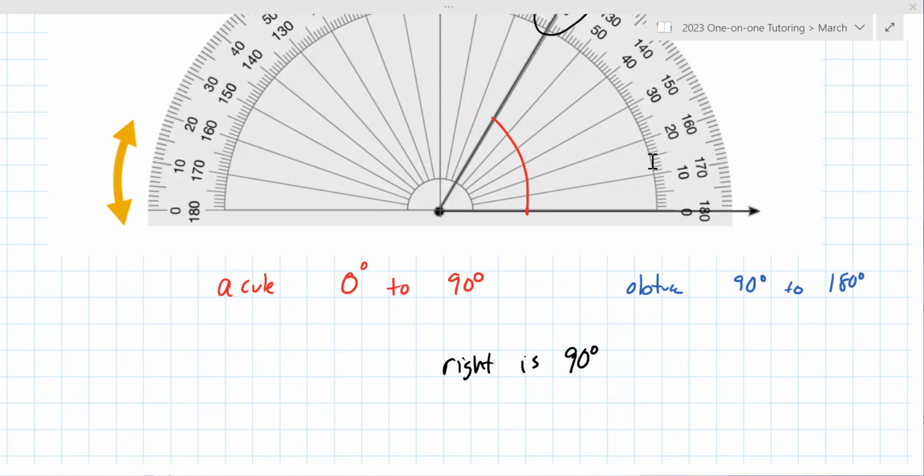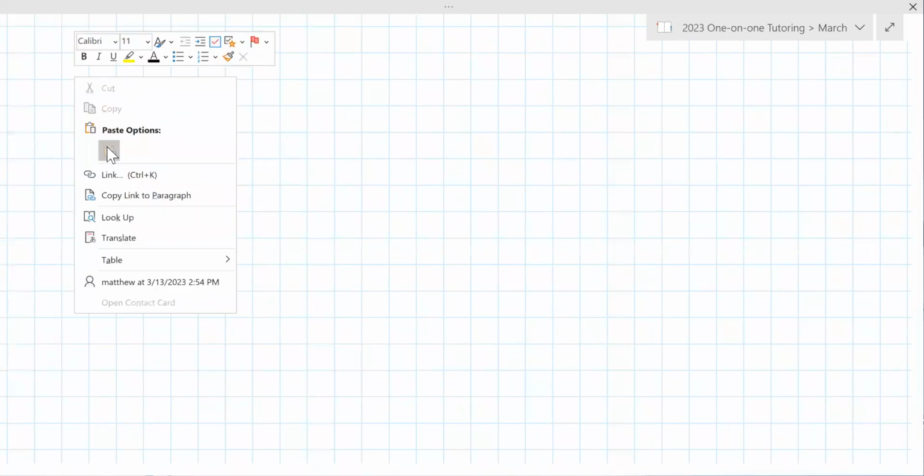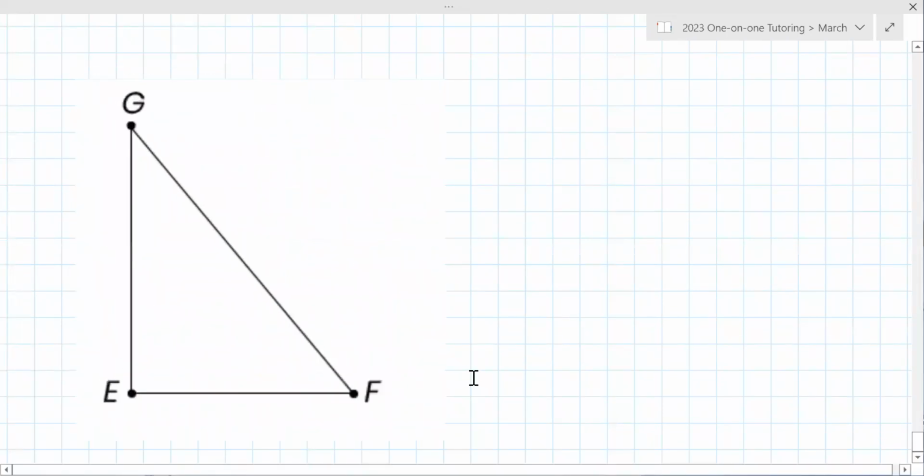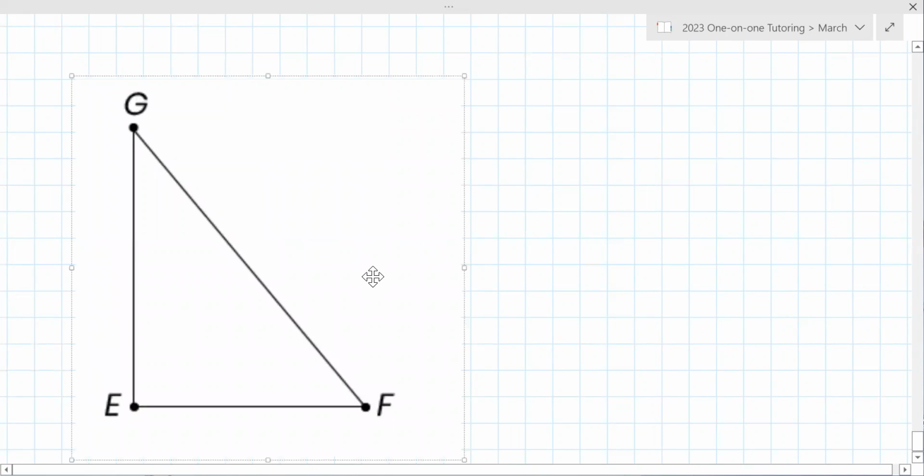Okay, let me know when you're ready for us to move on to a new problem. Okay. All right, here we go. All right, this is a triangle, okay? And I know you know that. You know that this is a triangle here.